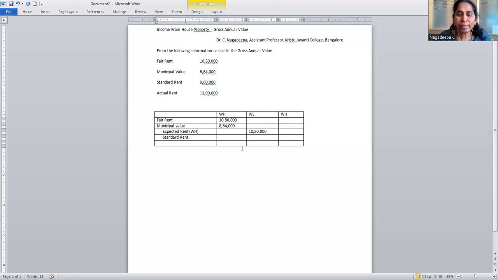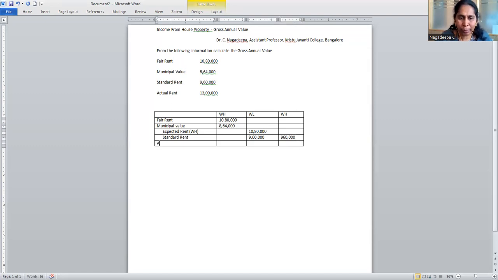So what is standard rent? The standard rent here is 9 lakhs 60,000. So in this problem, which one will be considered as the lower? That is 9 lakhs 60,000 is the lower. So this one will be considered for the next step. Here, expected rent is 10 lakh 80,000 and standard rent is 9 lakh 60,000, and the expected rent should not exceed the standard rent fixed by the Rent Control. So 9 lakh 60,000. Now we are going to compare this with actual rent.